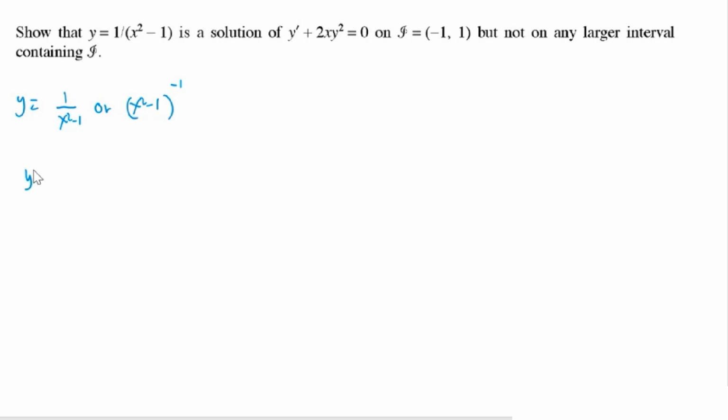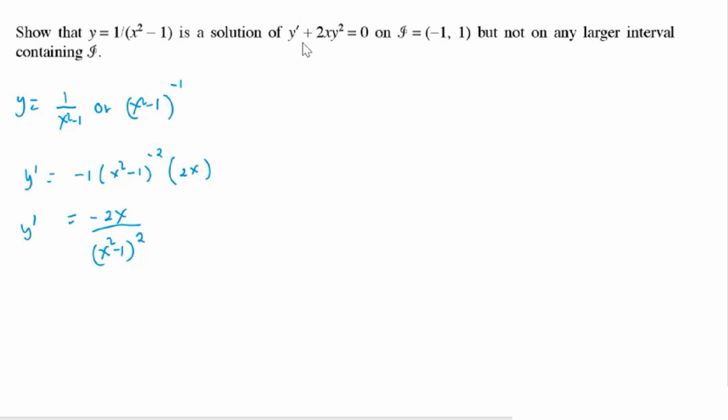So we have now y prime is equal to negative 1 times x squared minus 1 to the power of negative 2, times the derivative of x squared minus 1, which is just 2x. Therefore, we are getting negative 2x over x squared minus 1 to the power of 2. So we have here the first derivative.